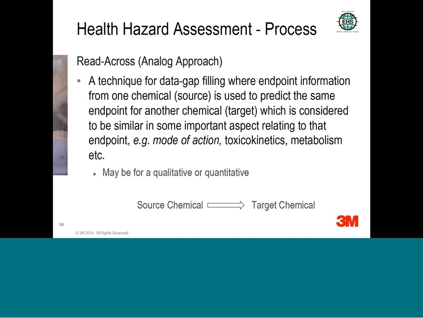The first is the analog approach. This is used for data gap filling when endpoint information from one chemical, called a source chemical, is used to predict the same endpoint for another chemical, which is called a target chemical, a chemical of interest. And we look at these relationships as per their mode of action, toxicokinetics or metabolism, et cetera. This assessment may be qualitative or quantitative. In a couple of words, we take the source chemical data and apply it to the target chemical to fill the data gaps.